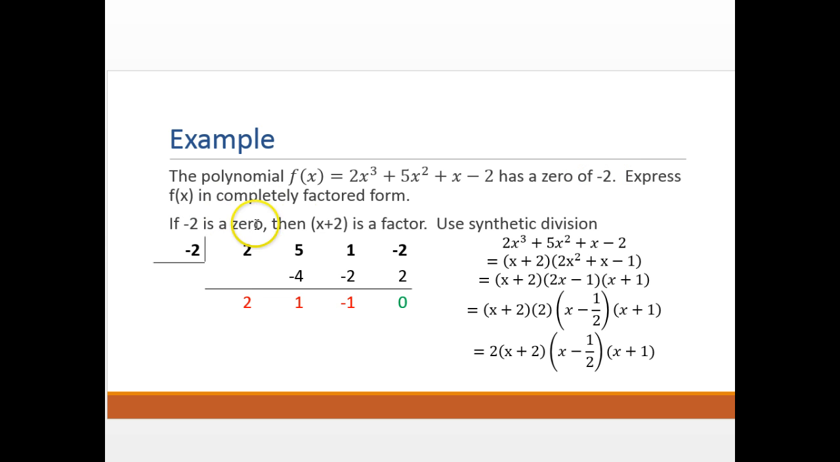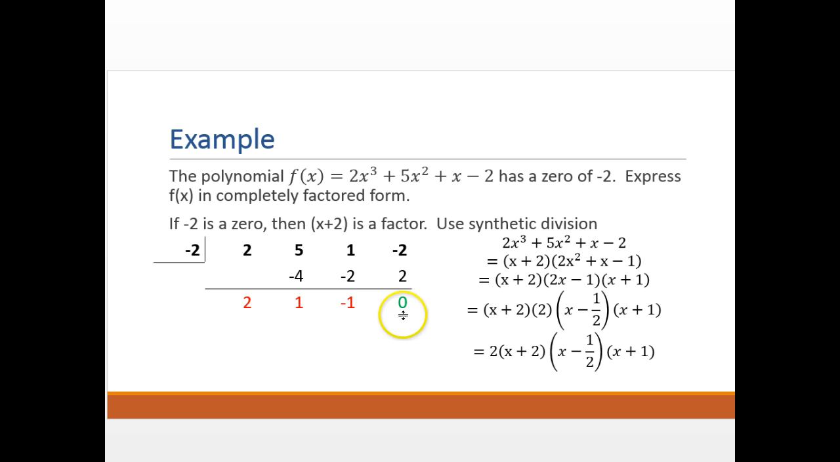If -2 is a zero, then x plus 2 is a factor. I will use the -2 out front, and the numbers that go on my top line are 2, 5, 1, and -2. And we start by bringing down the 2. 2 times -2 is -4. 5 minus 4 is 1. 1 times -2 is -2. 1 minus 2 is -1. -2 times -1 is 2. -2 plus 2 is 0.